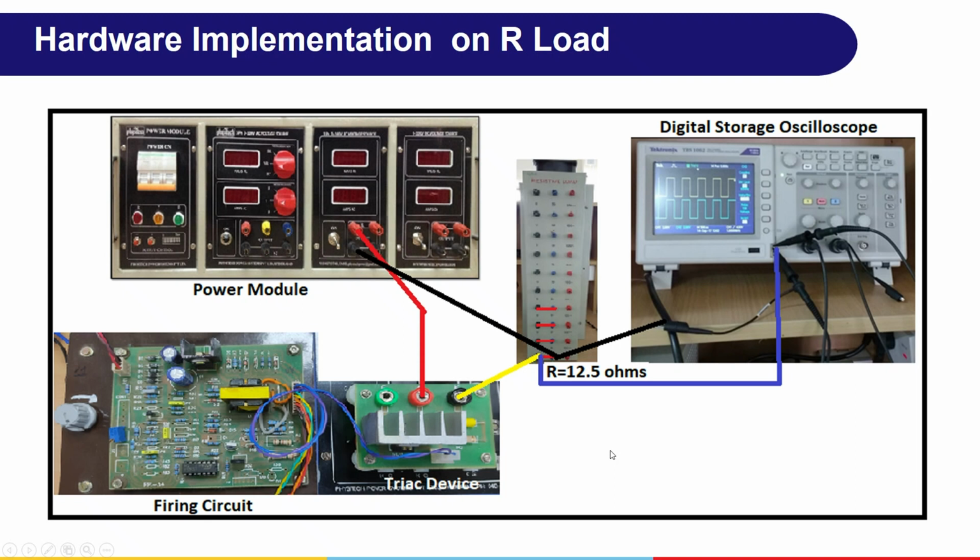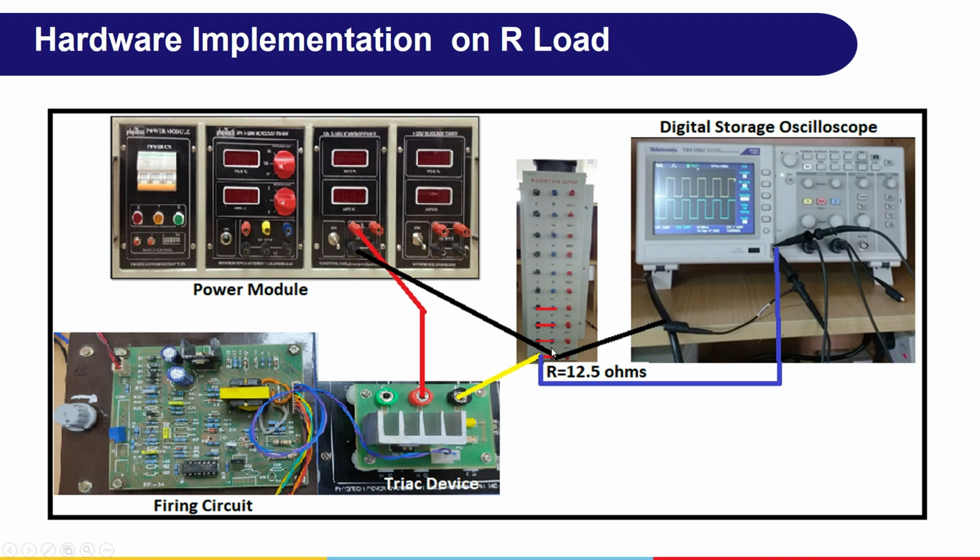Hardware implementation on R load. For this you require a power module and firing circuit, TRIAC device, resistive load and a digital storage oscilloscope. The power module gives you 3-phase supply, single phase supply and DC supply. Choose the single phase supply and give the phase terminal to the anode terminal of the TRIAC, and the cathode terminal to load terminal 1.